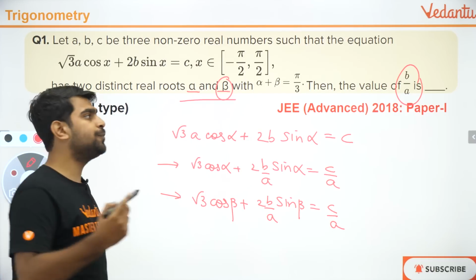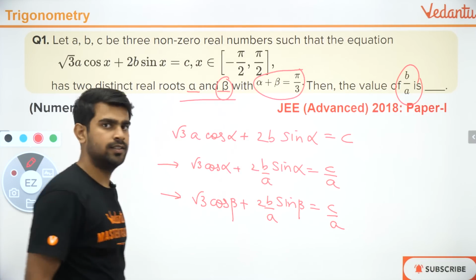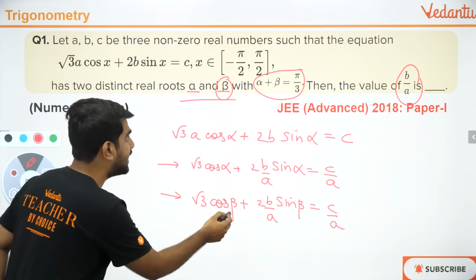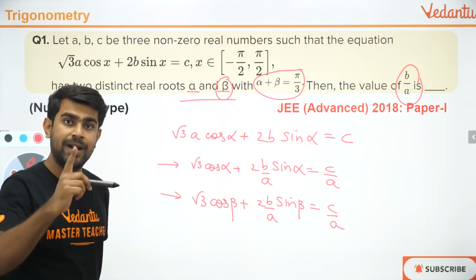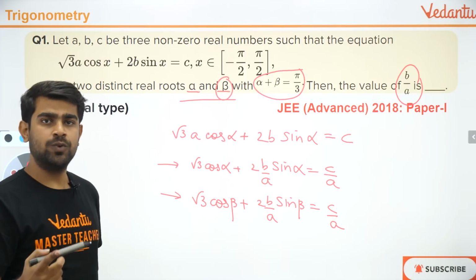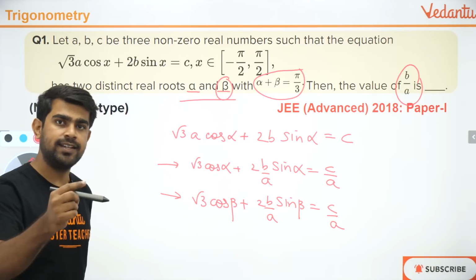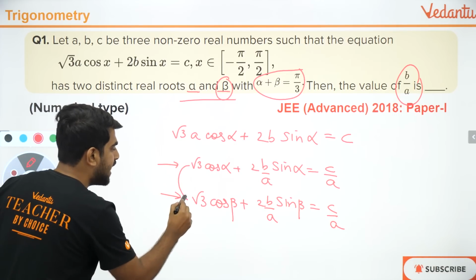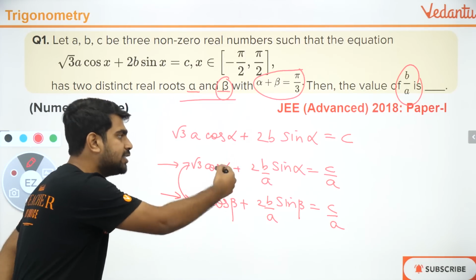I'll have to use the next piece of information, which is alpha plus beta is equal to pi by 3. How do you want to use it? There are many ways. Either you can put beta as pi by 3 minus alpha and then solve it. That is one method. But I will recommend you to do what I'm going to do over here because that is a bit easier and faster. What is that? Let's take the difference of these two equations. I'm going to subtract these two equations.